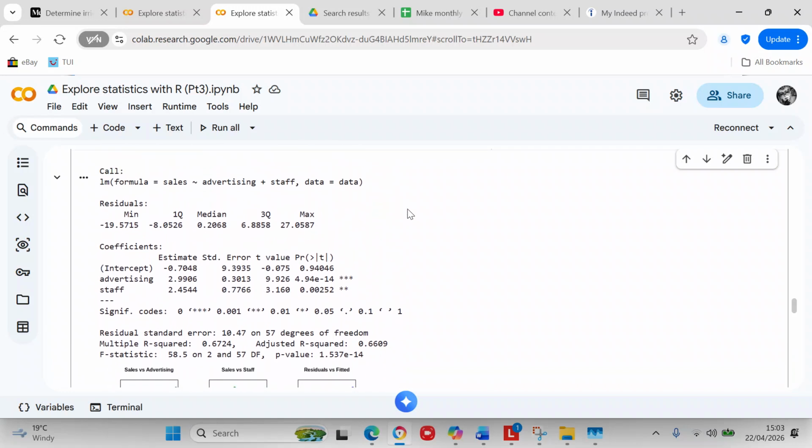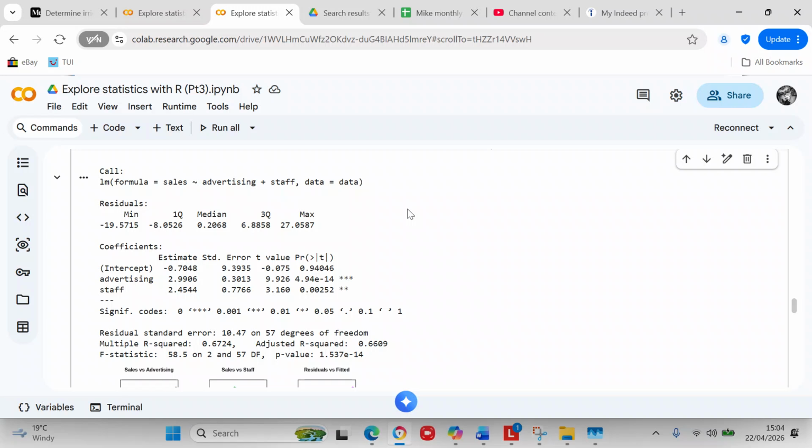So this is your summary of your model. Your formula is going to be LM, that's linear model, brackets formula equals sales, tilde, advertising plus staff, comma, data equals data. And then you've got your residuals being minimum, the first quartile, the median, which is also the second quartile, the third quartile, and maximum, which would be the fourth quartile. And then you've got your coefficients being your intercept, your advertising, and your staff.